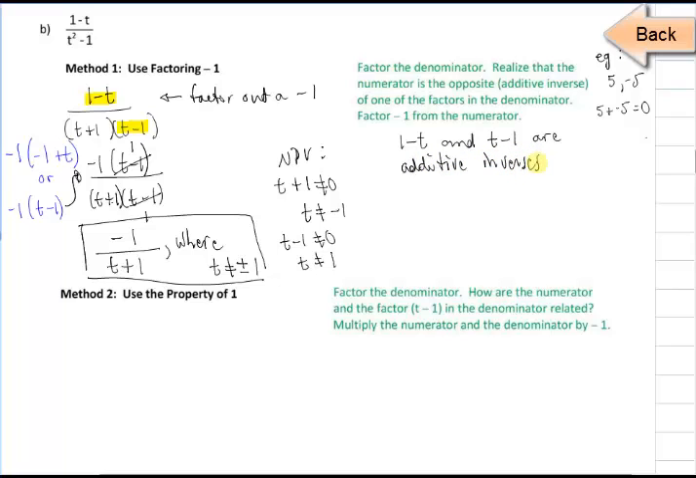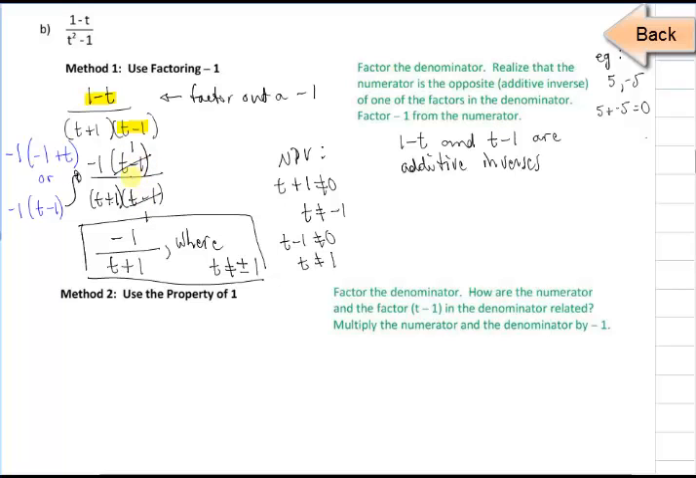Okay, if I add them, I will get 0. 1 minus 1 is 0. Negative t plus t is 0. So when you notice that you have an additive inverse, one factor in the numerator is the additive inverse of a factor in the denominator, then you want to factor negative 1 from the numerator. That's how you're going to deal with that. That's how you make those two factors equivalent to each other.